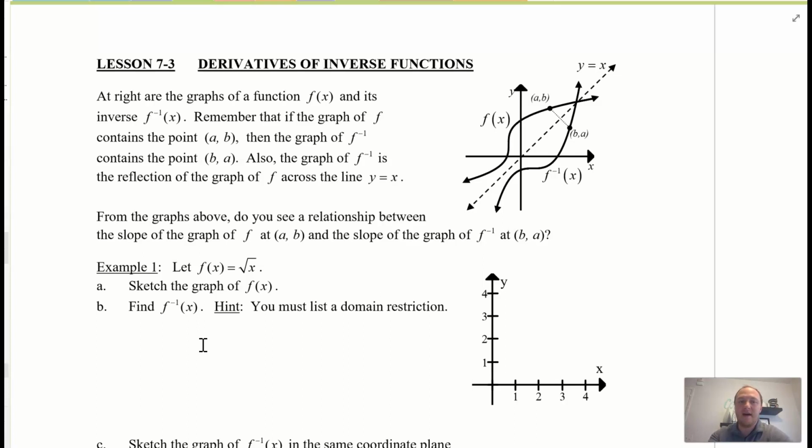Remember that the graph of f contains a point a comma b. Then its inverse will contain its image point, which is x and y switch, or the ordered pair switch. So if it's a comma b, then it's going to be b comma a. Okay, and it's a unique reflection across the line y equals x.